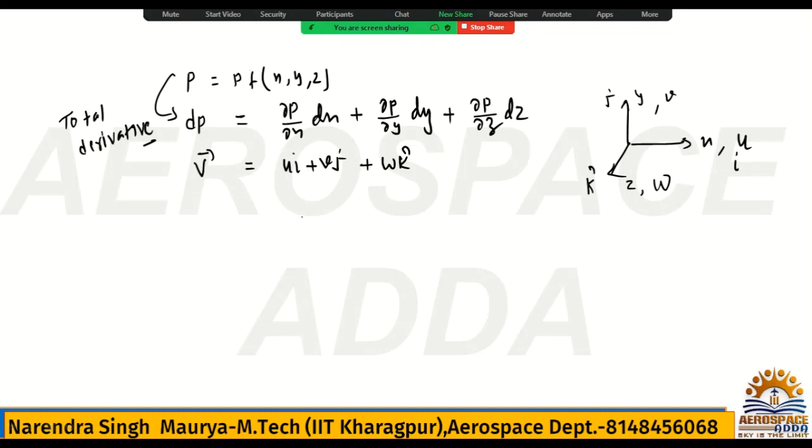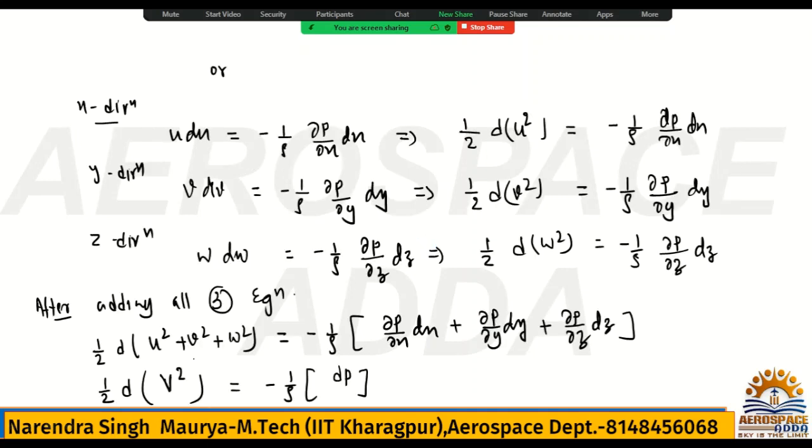Unit vectors. Now, if you write the resultant, what may you have? You may have q square, V square, and w. What will be the V square? So check: instead of u square plus v square plus w square, I have written V square. Instead of dou p by dou x dx, dou p by dou y dy, dou p by dou z dz, I have written dp. So hope you understood this.